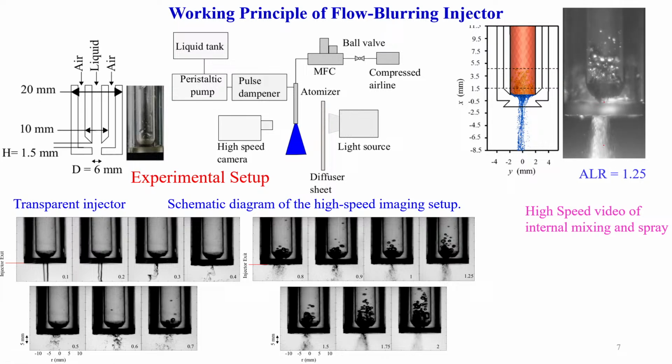I used a 6 mm injector, 6 mm being the diameter. I kept the H by D ratio at 0.25, and these are my geometrical dimensions of the injector. So this is the image of the corresponding injector. This is the ultra zoomed visualization and high speed image of the internal mixing and spray.